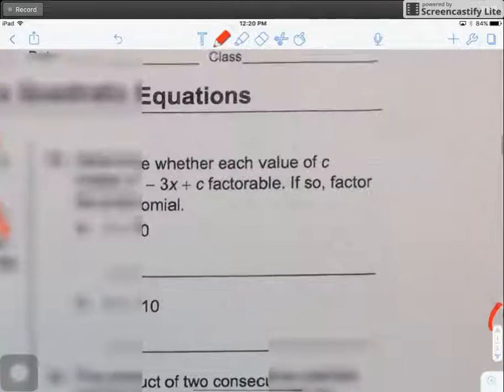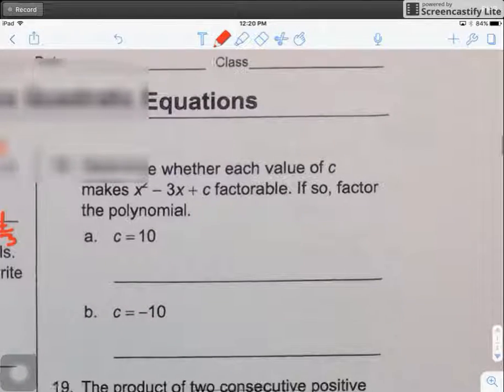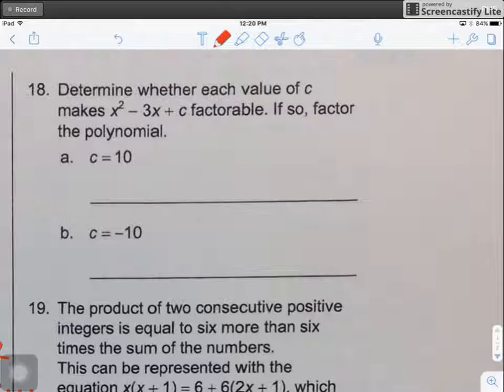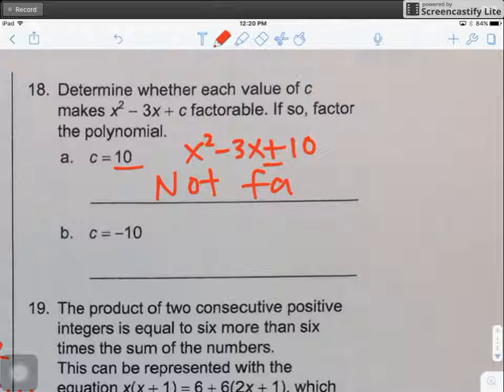Moving on to the right-hand side, we have number 18. Determine whether each value of c makes it factorable. So we're going to just replace c with this value here. So for part A, we have x squared minus 3x plus 10. And if we were trying to factor this, it would be two numbers that multiply to get 10 and add up to get 3. So that is actually not possible. So this problem is not factorable.